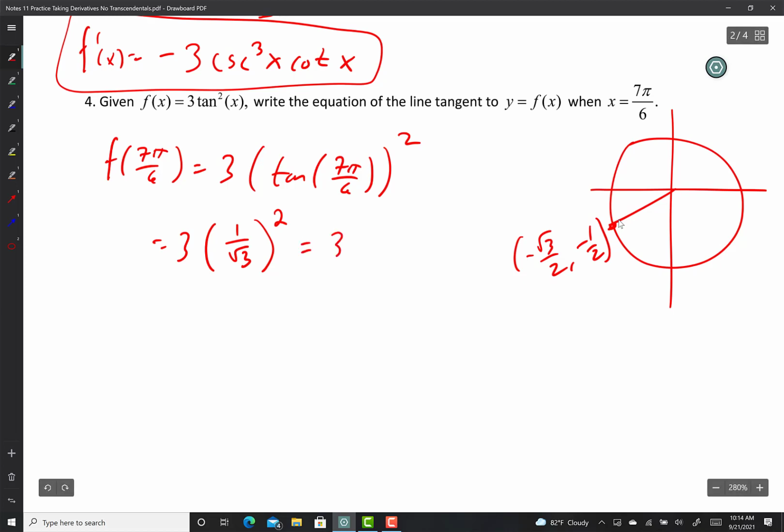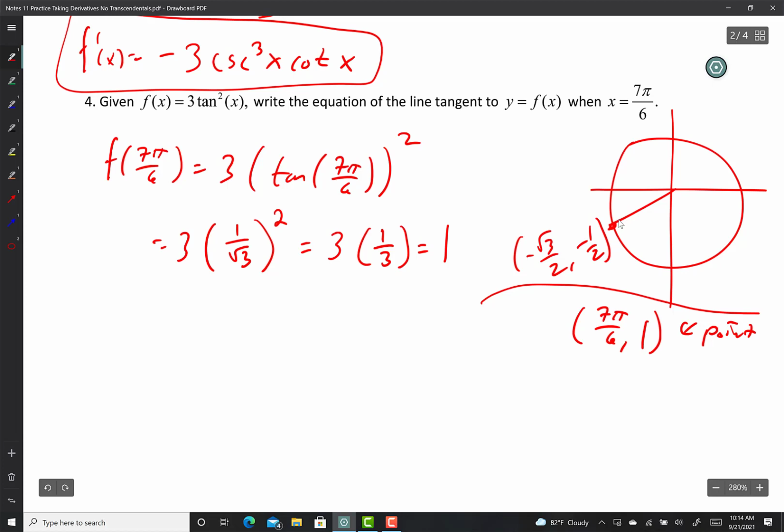So here we go. We have 3 times 1/3. So what's my y value? 1. That's not my slope yet. So here's my point. I'm going to go to the side and write 7 pi over 6, comma 1. Not to be confused for the unit circle. That's my point.